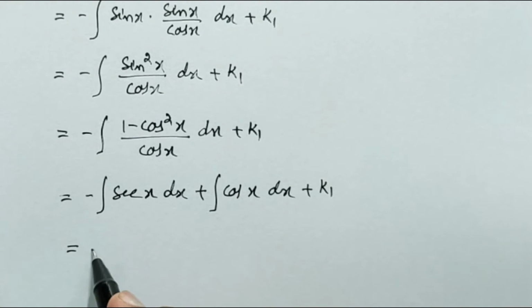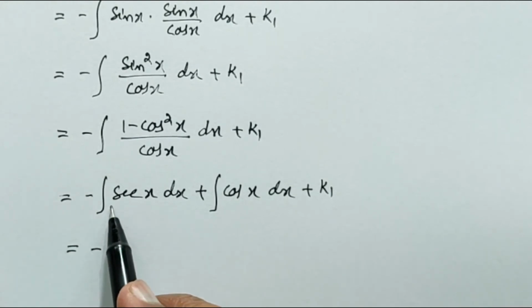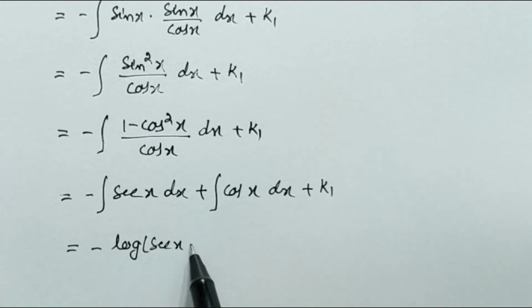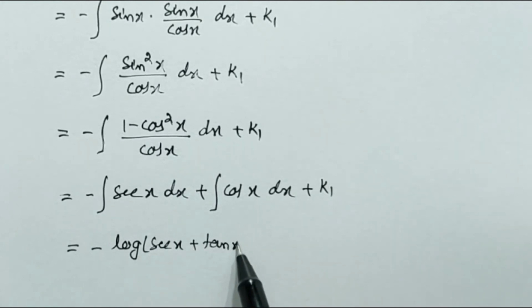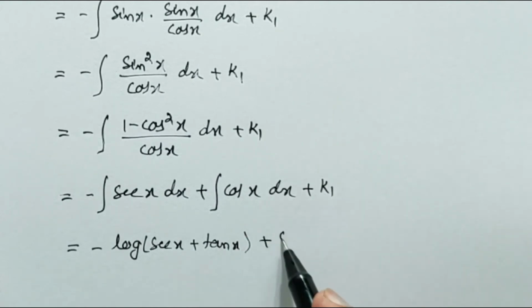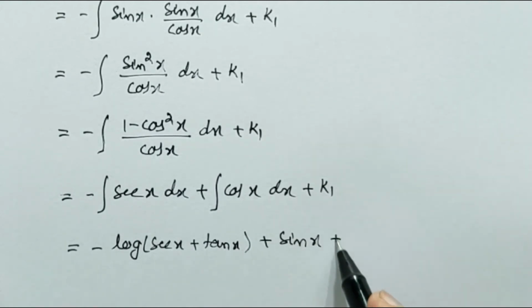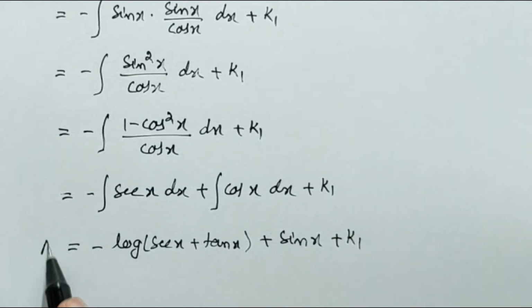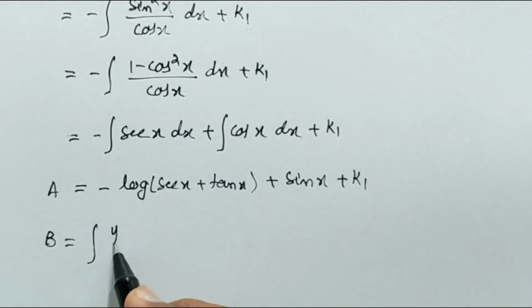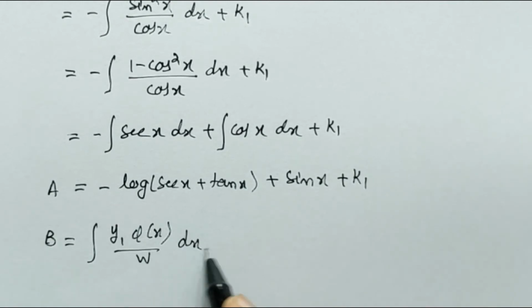So this will be nothing but minus of integral of secant of x, which is log of secant of x plus tan of x, and integral of cos of x will be nothing but sine of x, plus this constant k1. So we have got the first value a. Now we need to find out the value of b. So the value of b will be integral of y1 into phi of x divided by w times dx plus the constant k2.